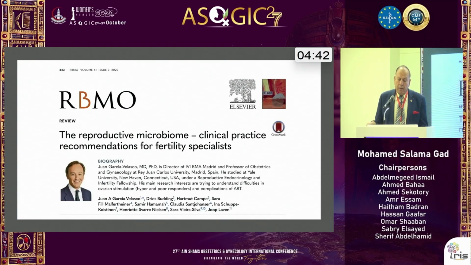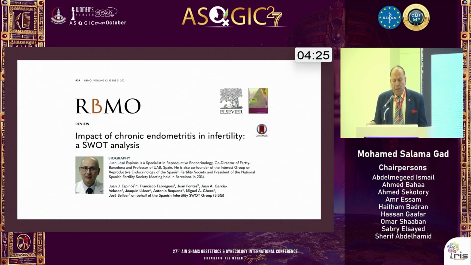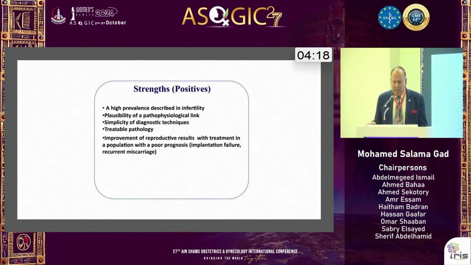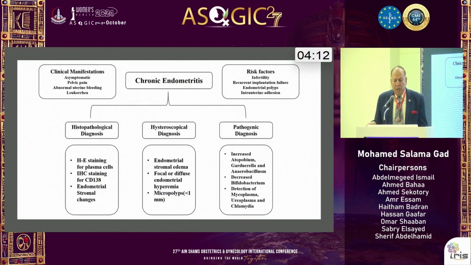A newcomer is the reproductive microbiome. The microbiome nowadays is called the second human genome, and endometrial dysbiosis is a proposed etiologic factor for chronic inflammation of the endometrium. And a SWOT analysis was done. There were strengths for such inclination of the microbiome and weakness areas.